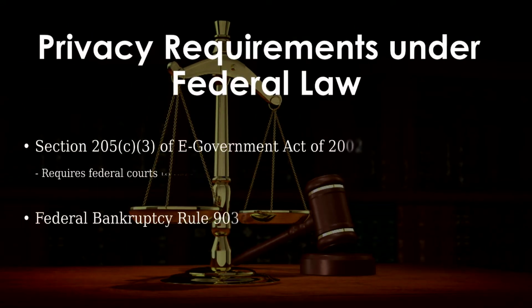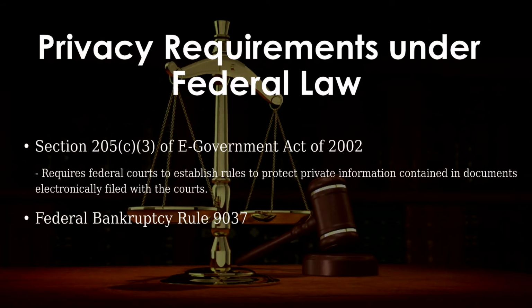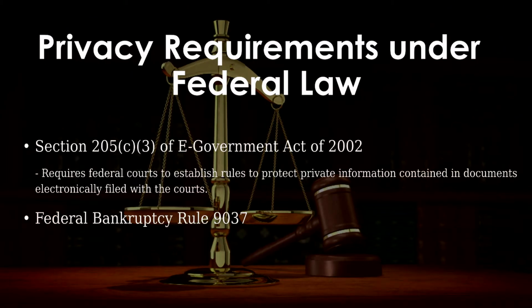Privacy requirements under federal law. Section 205(c)(3) of the E-Government Act of 2002 requires federal courts to establish rules to protect private information contained in documents electronically filed with the courts. Federal Bankruptcy Rule 9037.